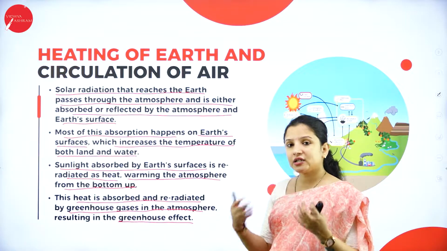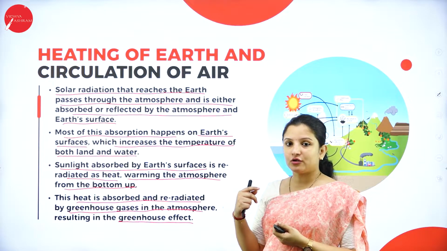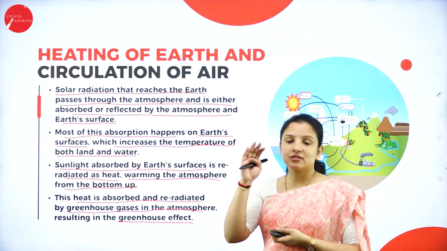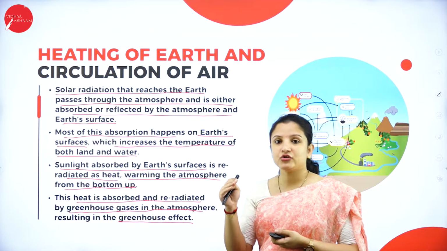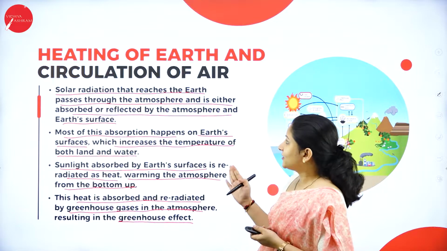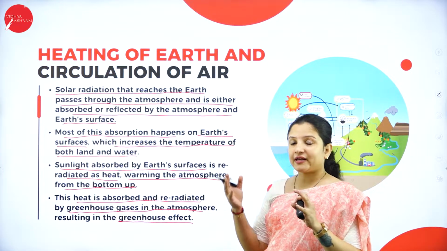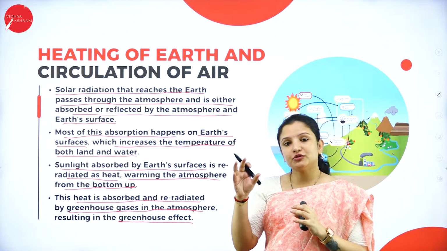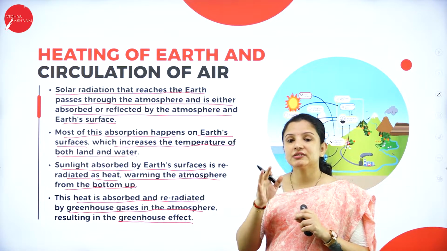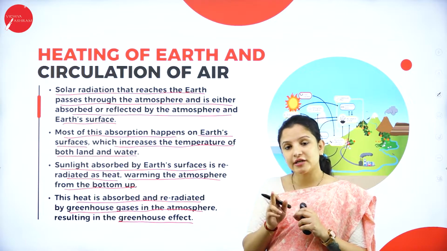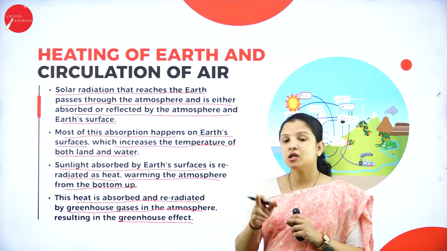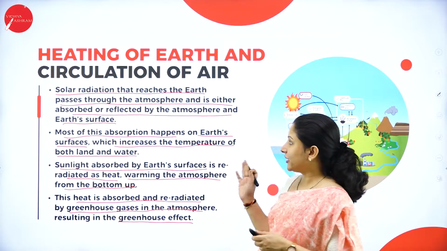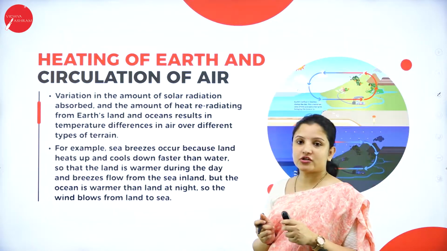So therefore, the heating of the earth is mainly because of the heat that is absorbed from the sun's radiation which is entering into the earth's atmosphere. So that is why circulation of air and heating of earth is very, very important. So which region absorbs the maximum amount of heat? It is the equator region. Therefore, circulation of air in the equator region is more when compared to that of the polar region. So that is about heating of earth and circulation of air.